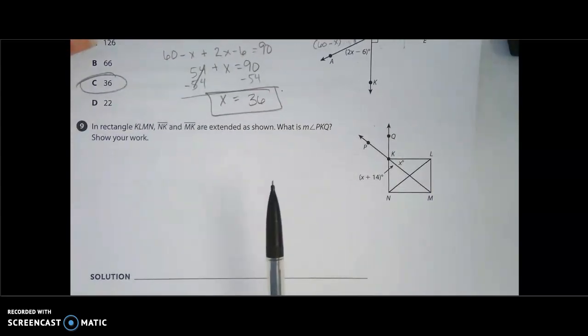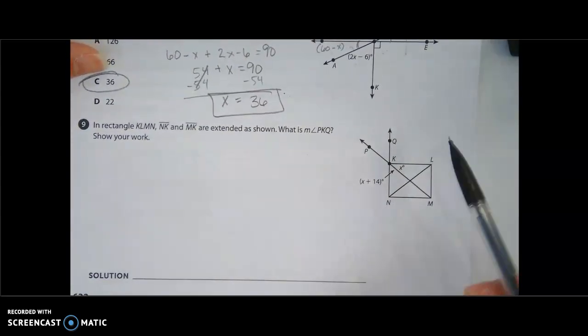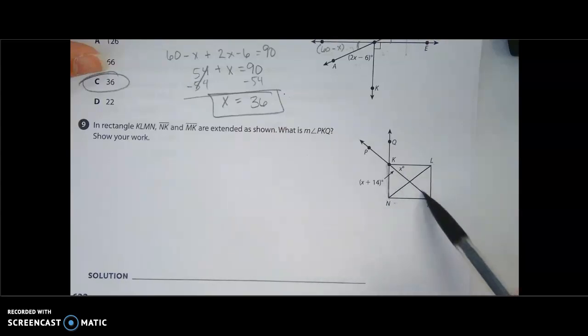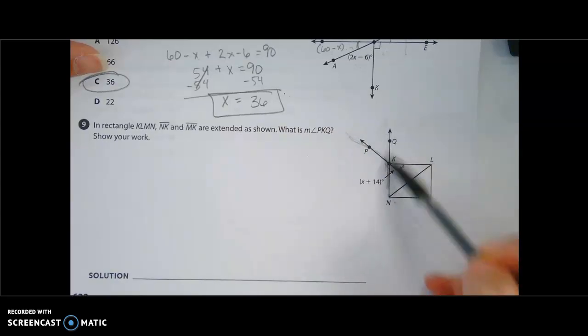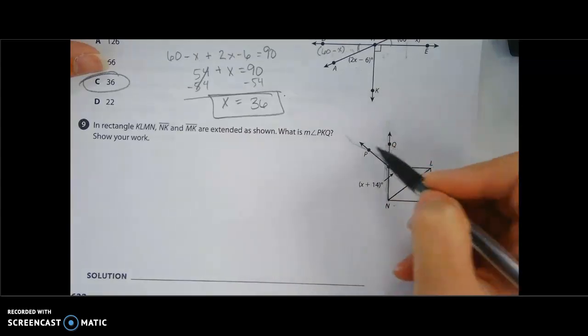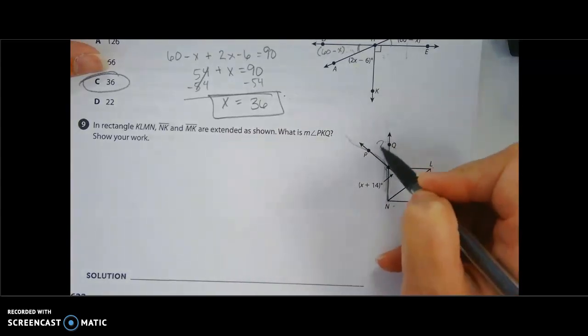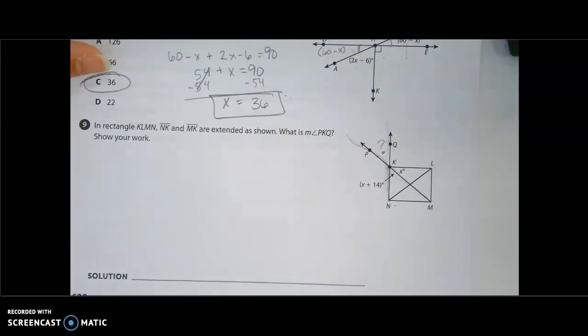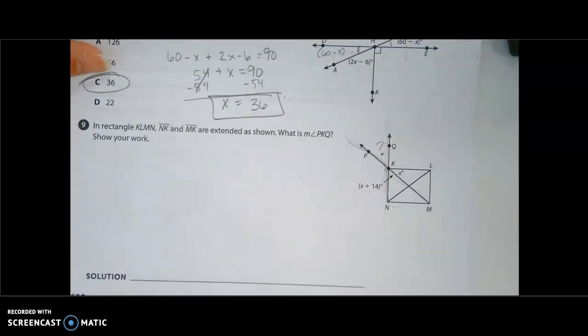All right, we have a rectangle. In the rectangle KLMN, NK and MK are extended as shown. So we extended this way. What is the measure of PKQ? So this is the one I want you to know. If it helps to put a question mark there on the picture, please. All right, show your work. We want to know this one.